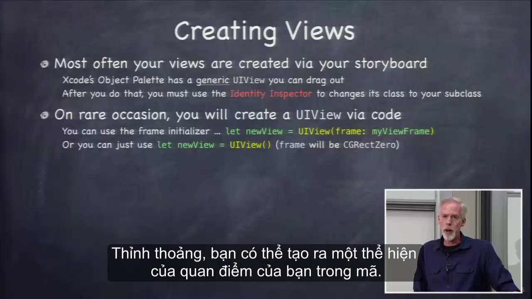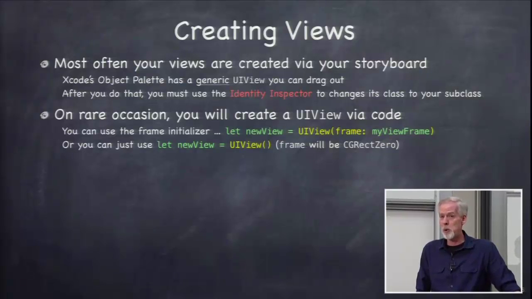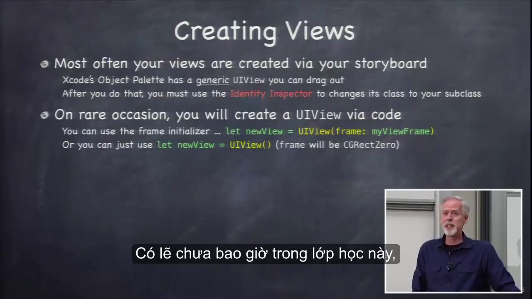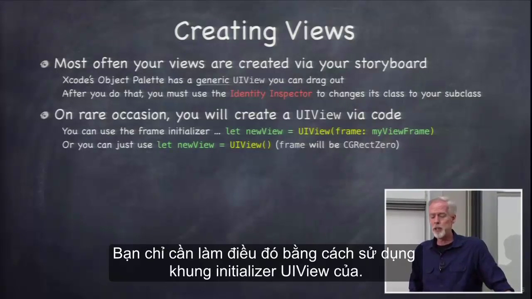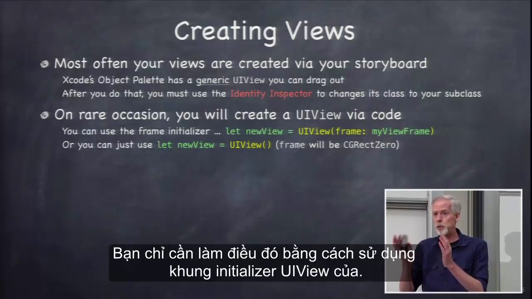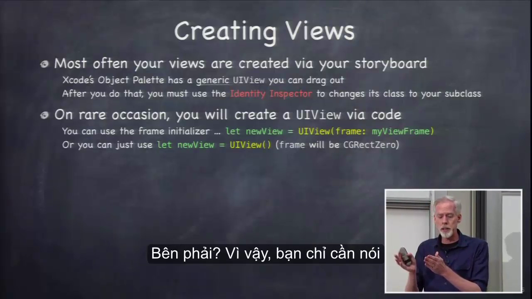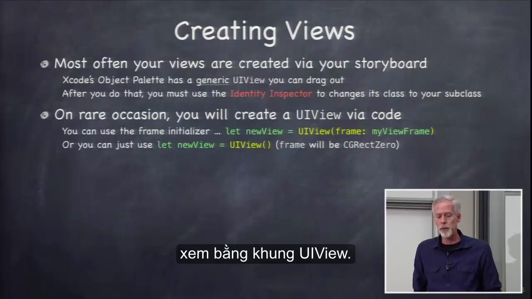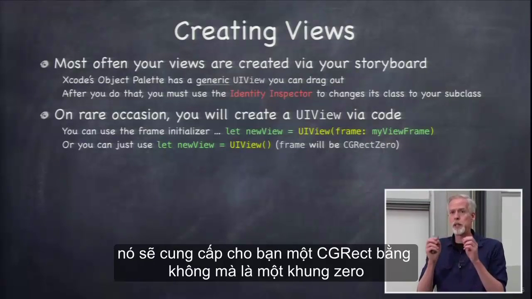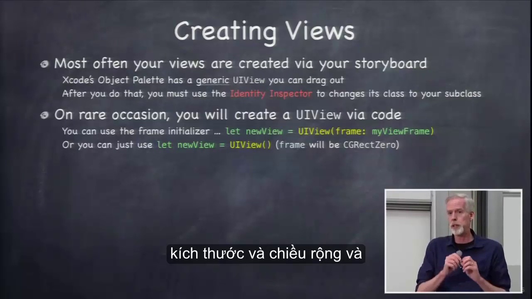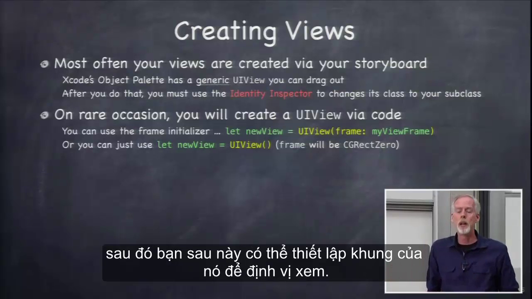On rare occasion, you might create an instance of your view in code. Probably never in this class, maybe in your final project, although I doubt it. You just do that using UIView's frame initializer, right? So you just say view equals UIView(frame:). You can even do UIView with no arguments. It'll give you a CGRect of 0, which is a frame with zero size and width, and then you could later set its frame to position the view.